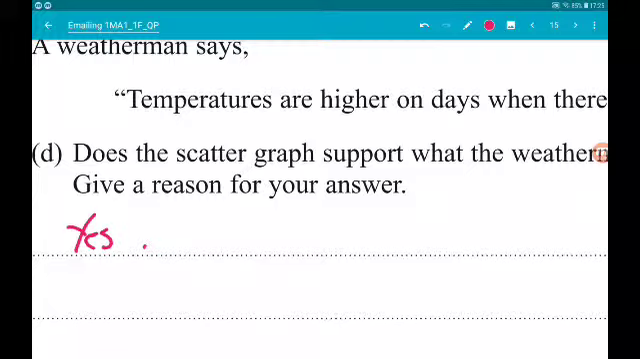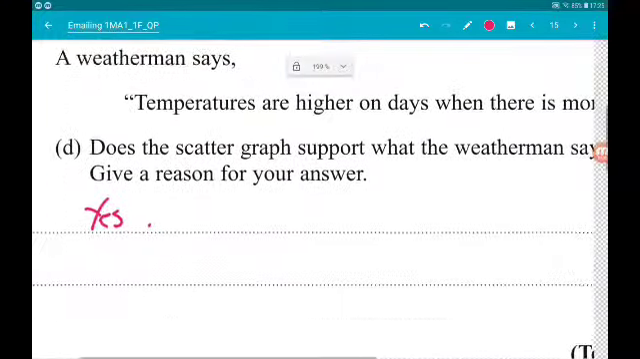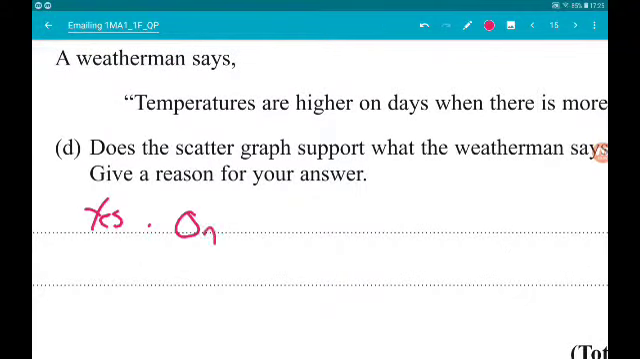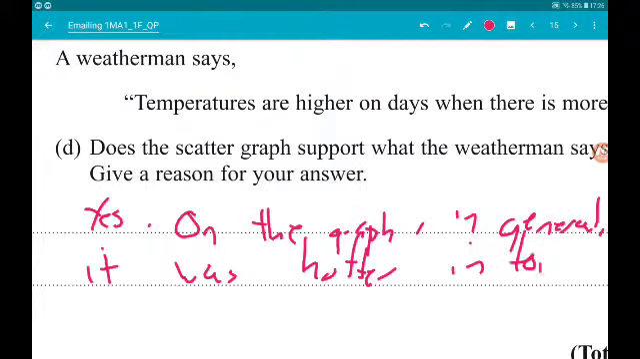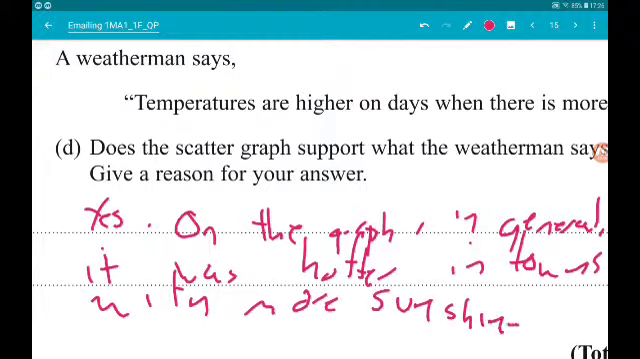So we would want to say on the graph, in general, so ignoring the outlier, it was hotter in towns with more sunshine. Cool.